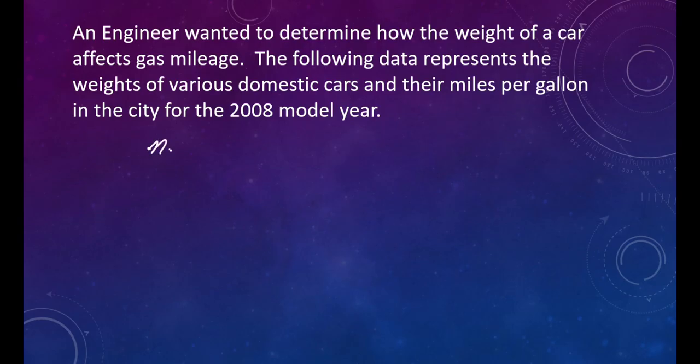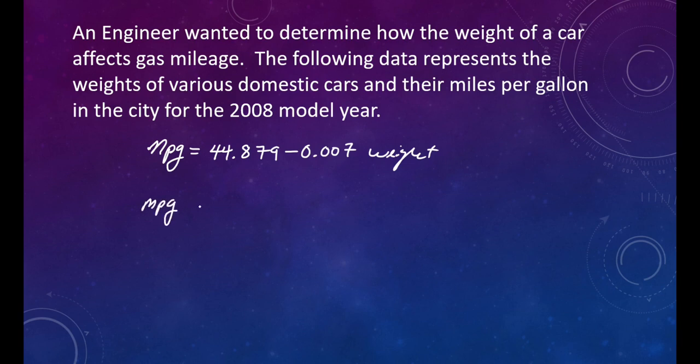From StatCrunch, we have the miles per gallon is equal to 44.879 minus 0.007 times the weight. Now the weird thing about StatCrunch is they write their regression equation kind of backwards. It should be miles per gallon is equal to negative 0.007 times the weight plus 44.879. We want the slope first, with the x variable, then the y-intercept here.